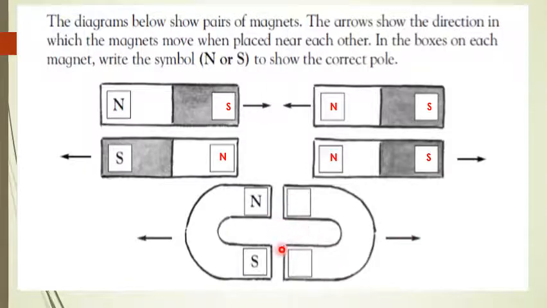Now let's see the next one. The next one is two horseshoe magnets, and the arrows are showing that the two magnets are repelling each other. So this means that the poles facing each other should be similar or different? They should be similar. Very good. So this is going to be the North Pole, just like this one, and this is going to be the South Pole, just like this one.